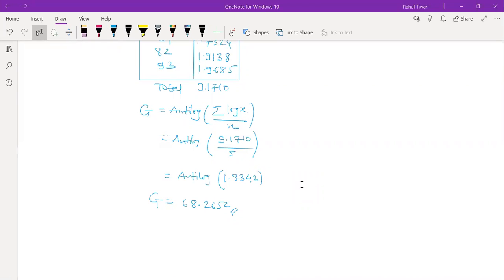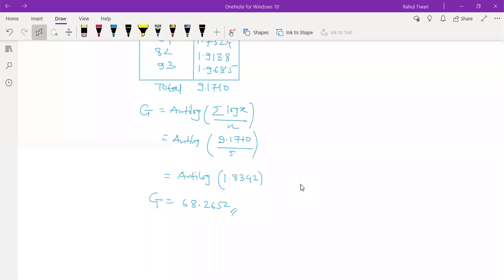Only in taking anti-log, it is very important how you are taking anti-log. Make sure that you are taking anti-log properly. So it is going to be shift log. In your calculator, press shift log.